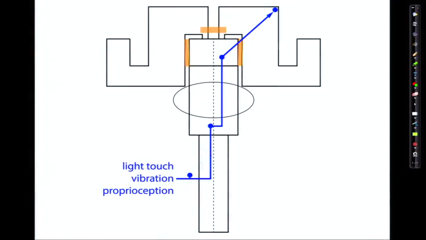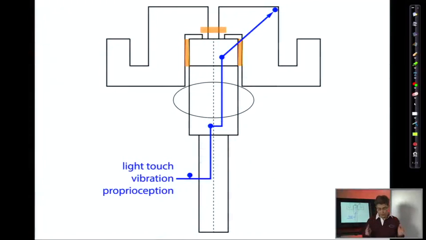As it turns out, we carry somatosensory information from the body in two different pathways. They're completely distinct. We carry information that's going to eventually lead us to perceive light touch, vibration, and the position of our body. All that information travels separately from information that's going to lead us to perceive pain or temperature changes. So let's start with light touch, vibration, and proprioception.